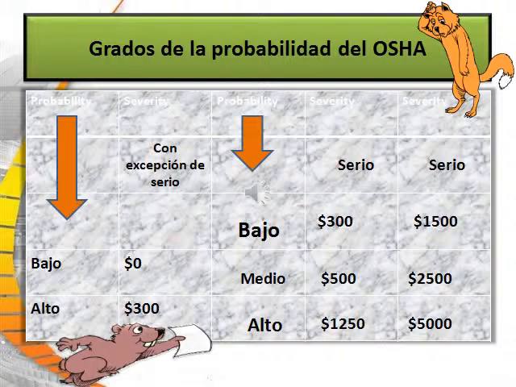Here we can see OSHA's probability ratings, where a low could be no fine at all, or perhaps as much as a $300 fine for an other than serious violation. And here we can see where serious violations result in a $300 to $1,250 fine, and fines up to $5,000 are also possible for serious violations which had a high probability of occurring. These fines can be revised as needed by OSHA.